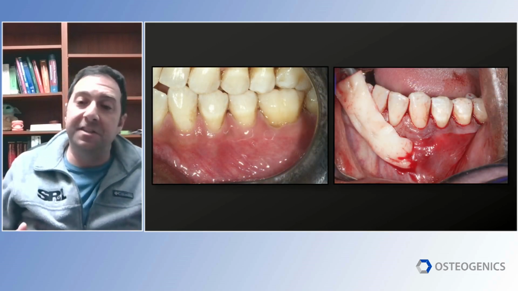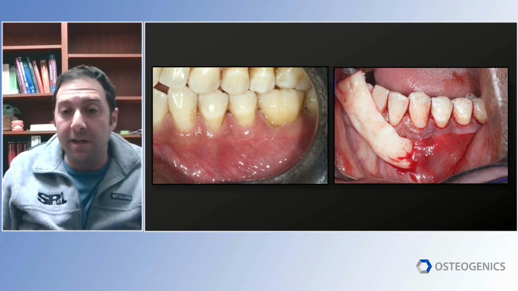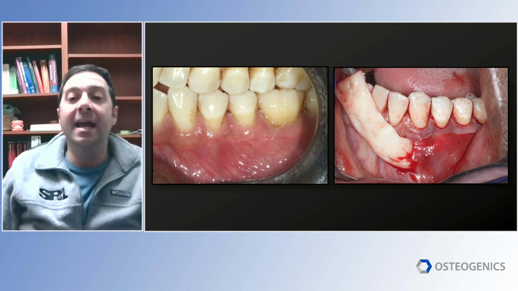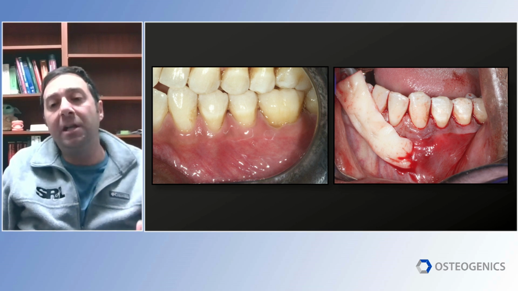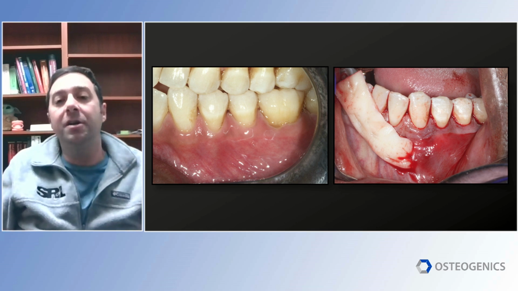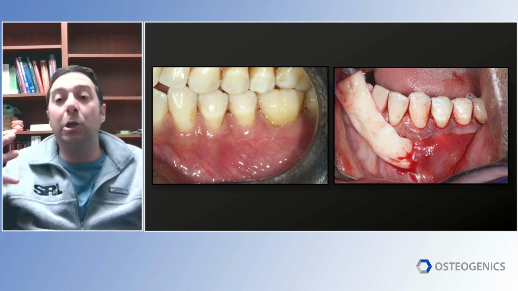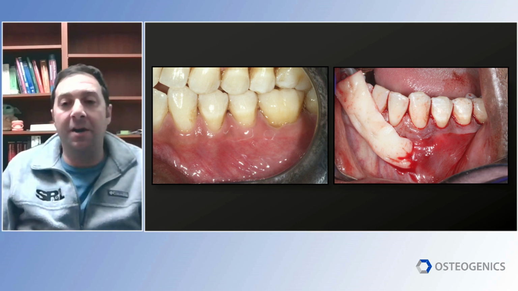So, the benefits of vestibular access techniques. Well, you don't have to elevate the papilla, which really reduces the risk of papilla loss. And with that, because we're not going through the papilla, because we're not going through the gingival margin, it really allows us to place a very large piece of graft material into our tunnel.